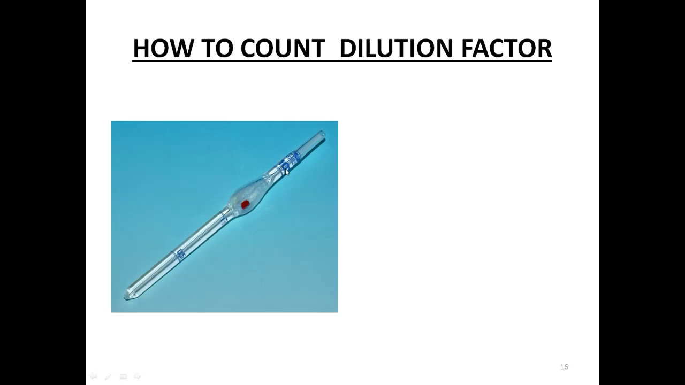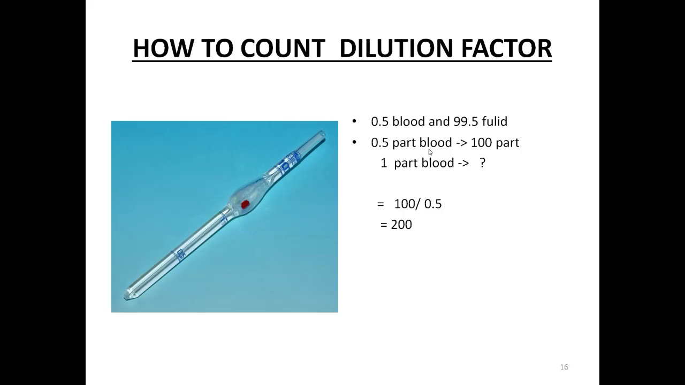So in that 100, 0.5 part is blood, because blood and fluid have mixed here in the bulb, right? And 99.5 is fluid. So 0.5 is blood and 99.5 is fluid. So that we can create a formula now: 0.5 part blood in 100 parts, then in 1 part how much? So 100 divided by 0.5, and that is 200.